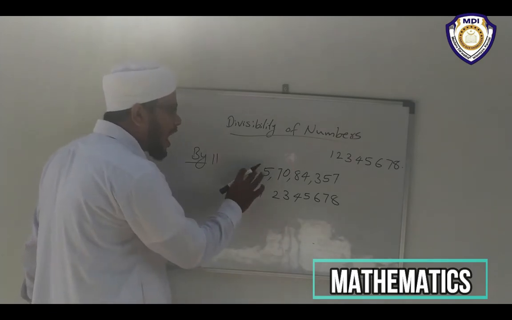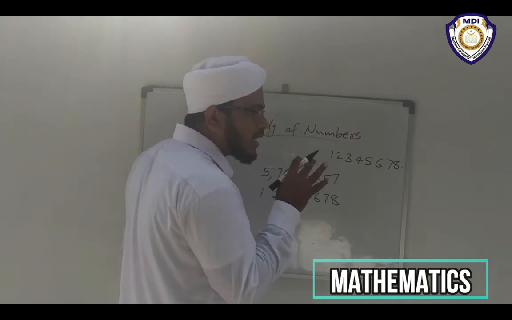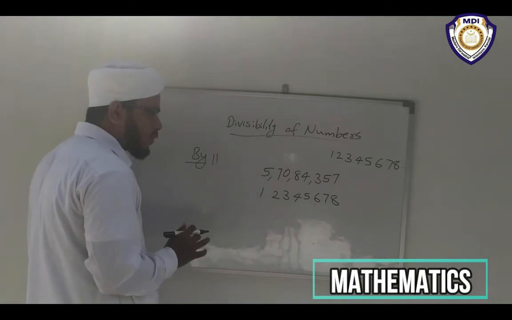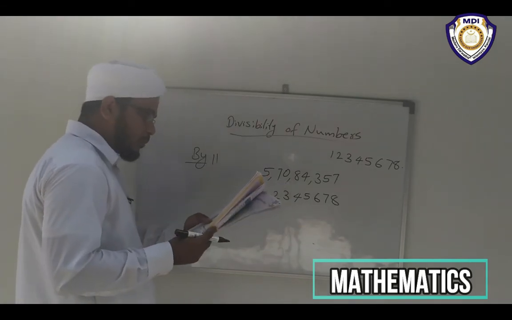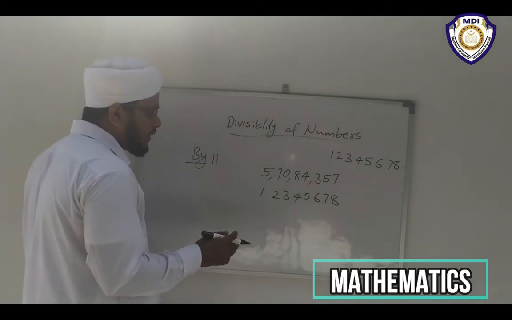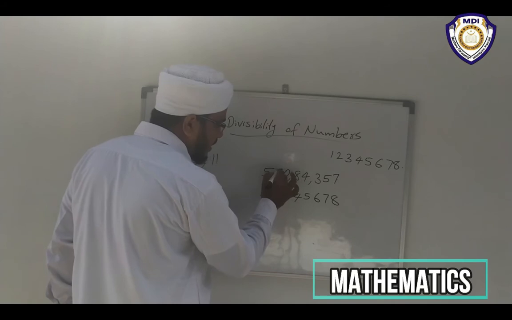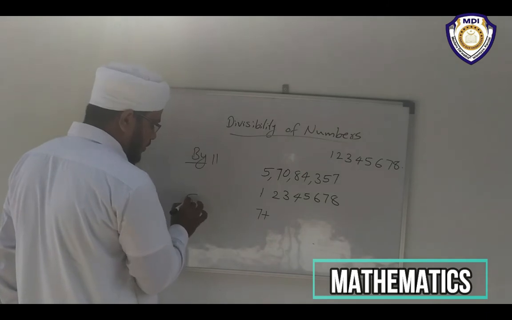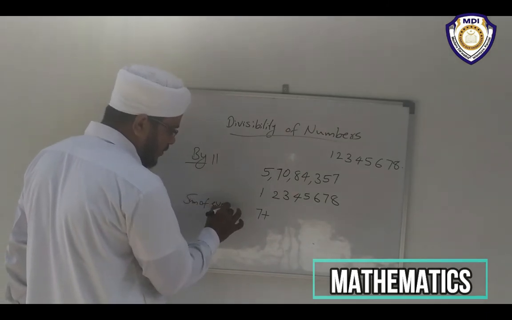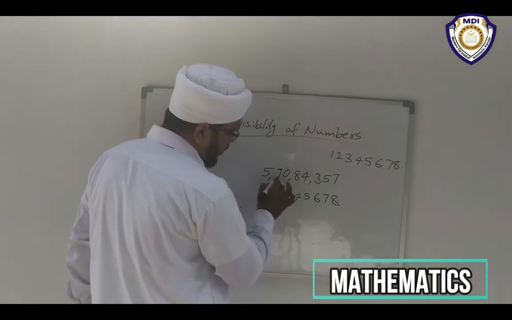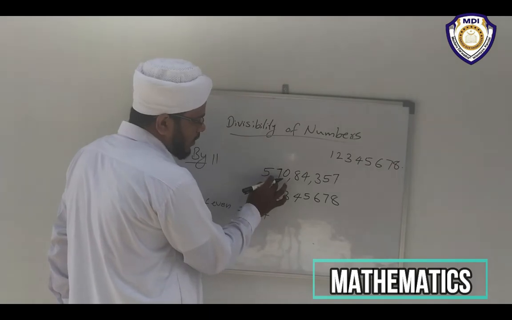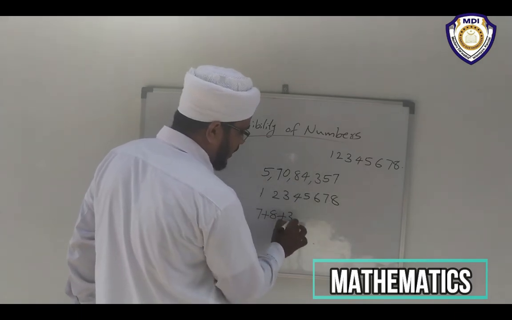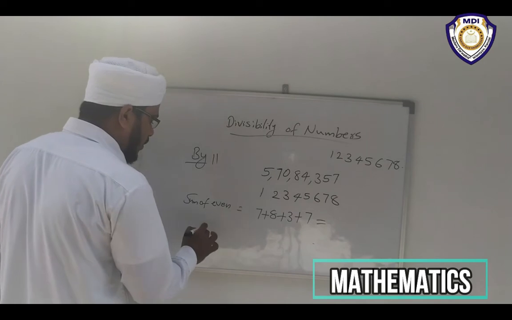Then you have to find out the sum of the even places and the sum of the odd places. So let us take first the even. The sum of the digits in the even places. Here, even: 7. This is odd, this is even, this is odd, then it is even. Next 3, next 7. Odd.